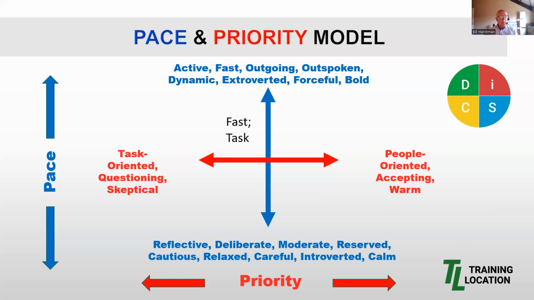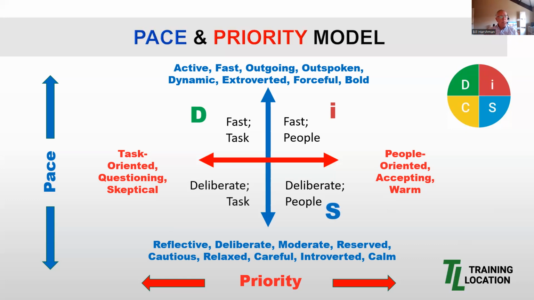If we see somebody with a faster pace and a task orientation, we're talking about a D or dominant style. If we see somebody with a fast pace and a people orientation, we're now talking about an I or influential style. If we're dealing with somebody who seems deliberate, more controlled, and has a people orientation, we're talking about an S or steady style. And if we see somebody with a determined or cautious pace and a task orientation, we're talking about a C or conscientious style.